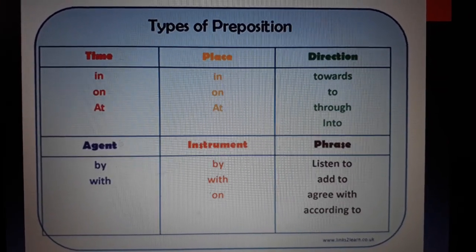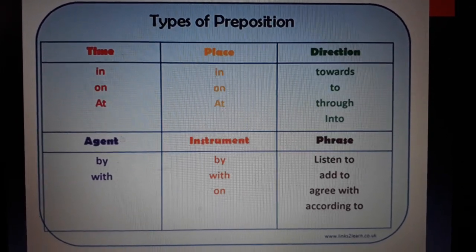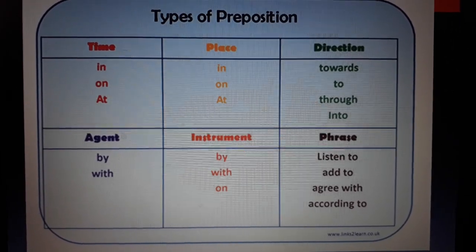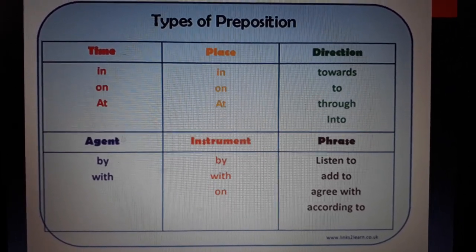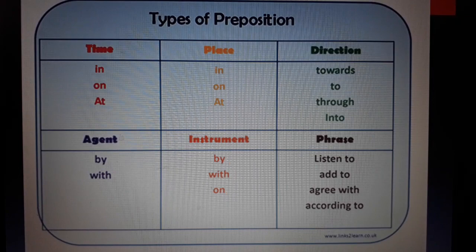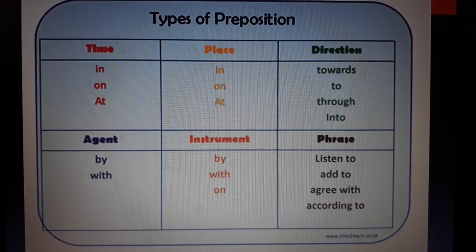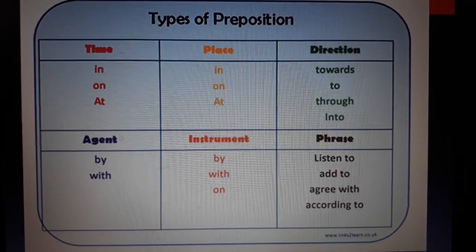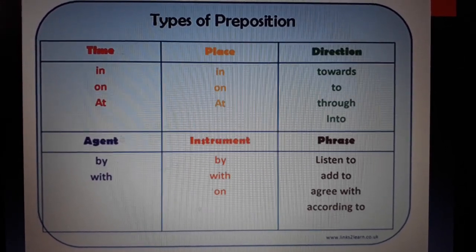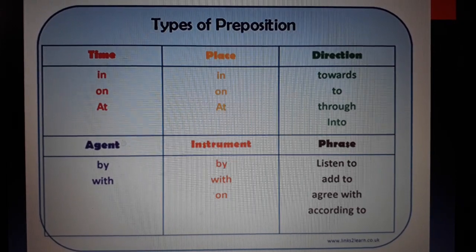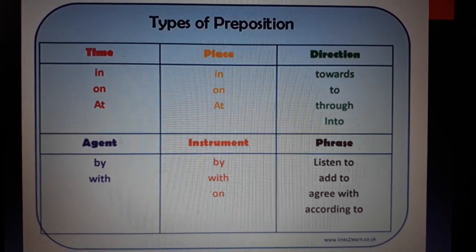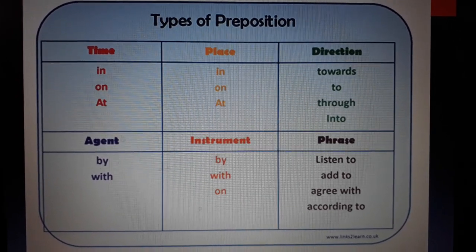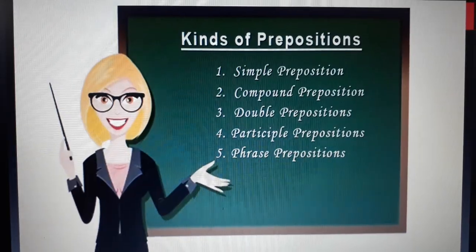Having a closer look at the types of prepositions, these are some prepositions which we use commonly. In, on, at are used for showing time, preposition of time, and preposition of place, in, on, at again. Then direction: towards, to, through, into. Agent means by what, with whom. Instrument, again by, with, on. Phrase: listen to, add to, agree with, according to.